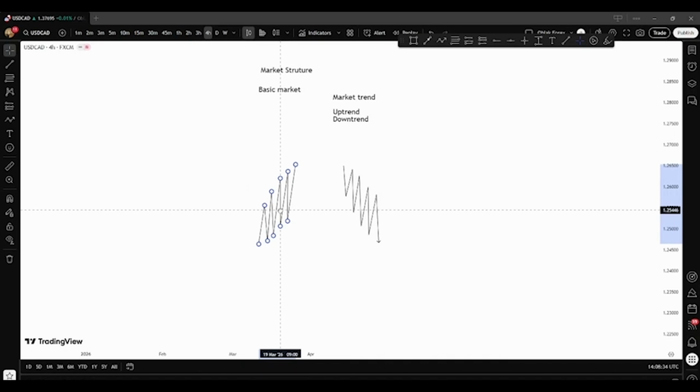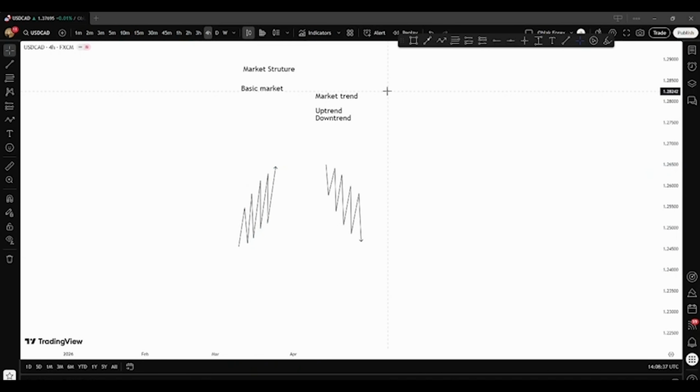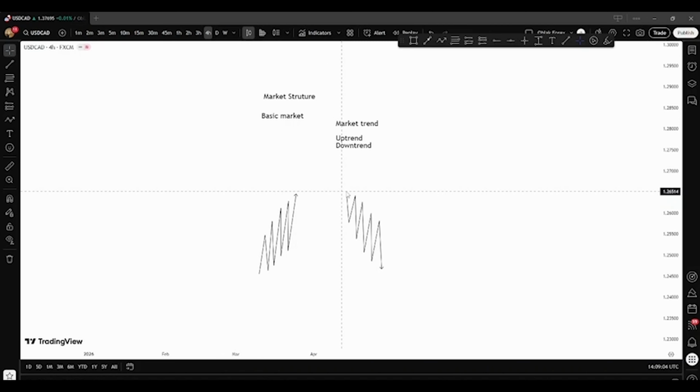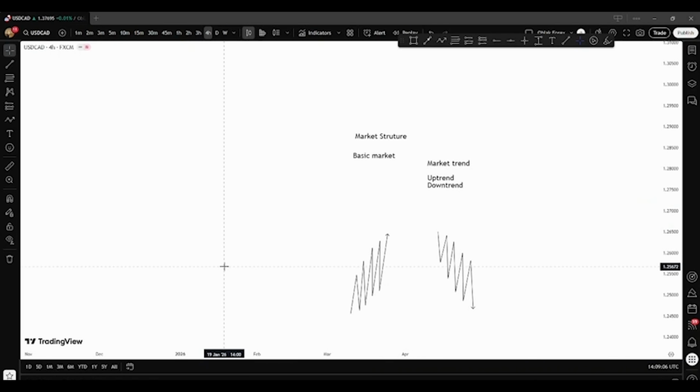We also have the ranging market. We're not going to be talking about it because our focus as traders is really on the uptrend or the downtrend, not on the ranging market. When we say ranging market, it's simply when the market is not taking highs and not taking lows, it's just ranging within this swing structure. I'm going to show you guys when we head to the chart. So these are the two market trends that we have, and let's go to the chart.